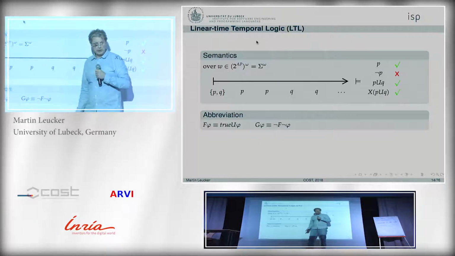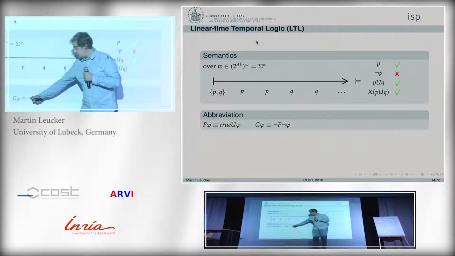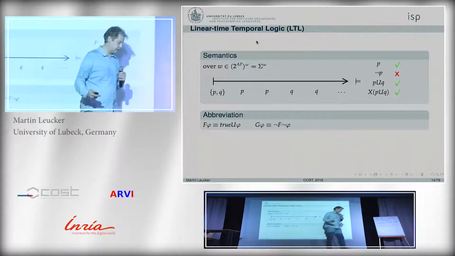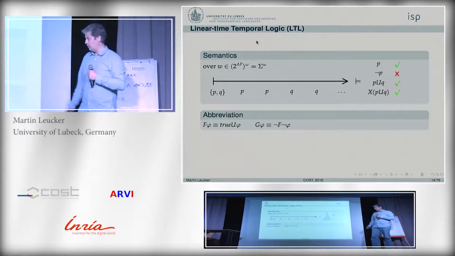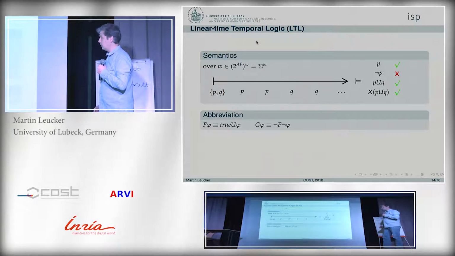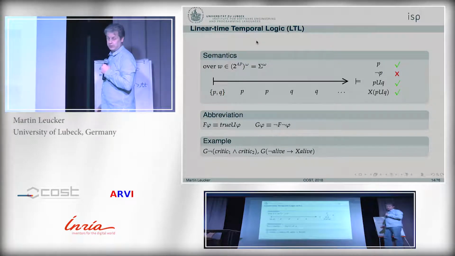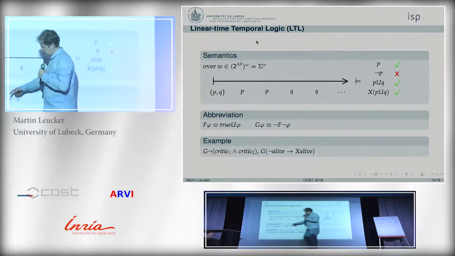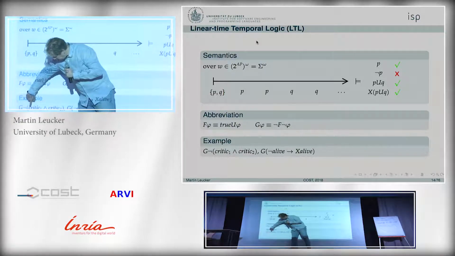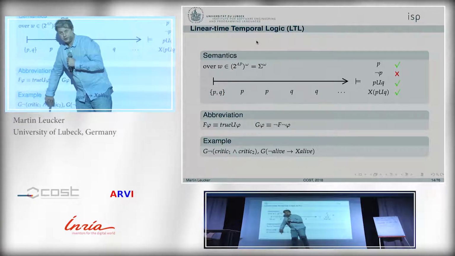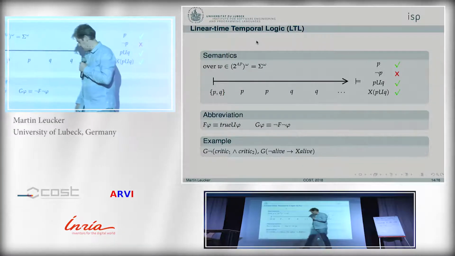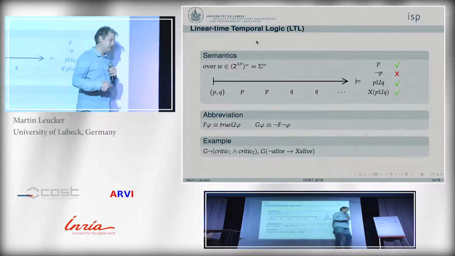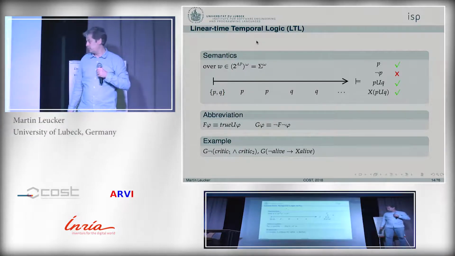And what does globally phi mean? Globally means it is not the case that phi does not hold at some point. If it's not the case that phi does not hold at some point, then phi always holds. All right. So a typical example that we are monitoring: it's never the case, it's always the case that both processes are not in the critical section at the same time. Or if we don't get an alive signal, then at least in the next step we get an alive signal.